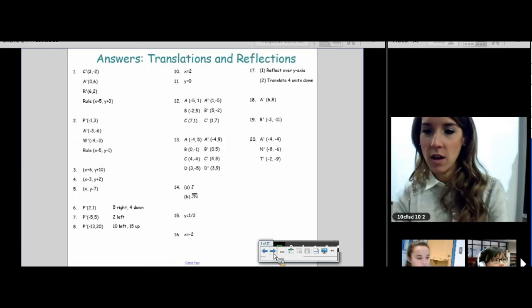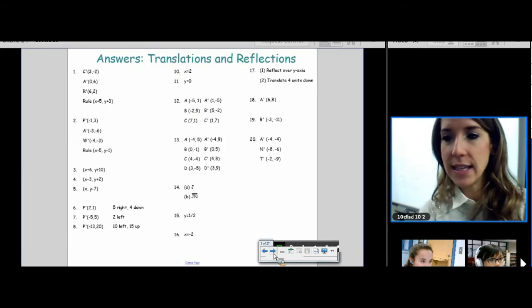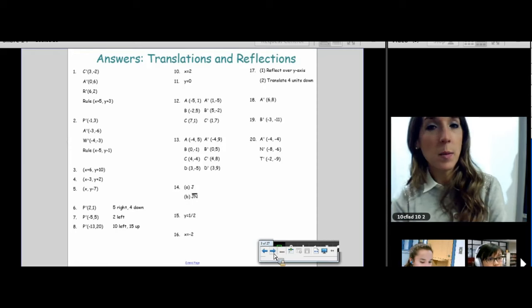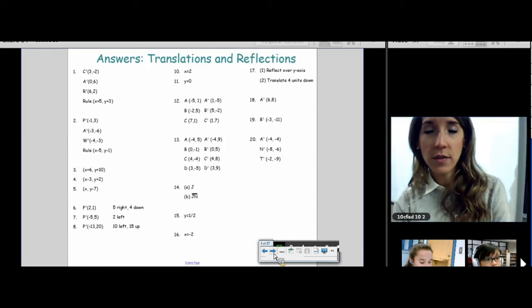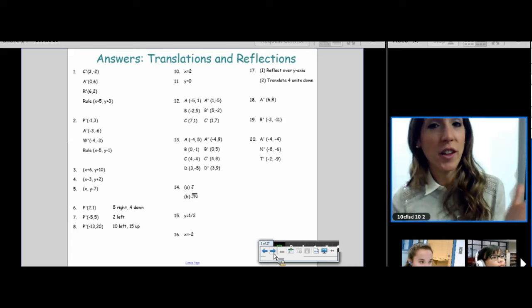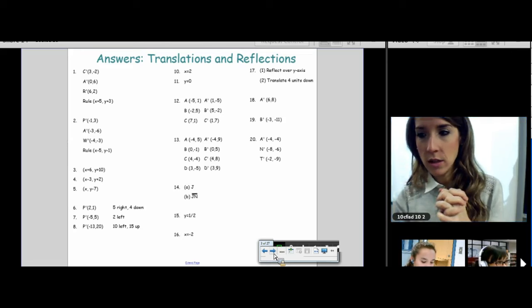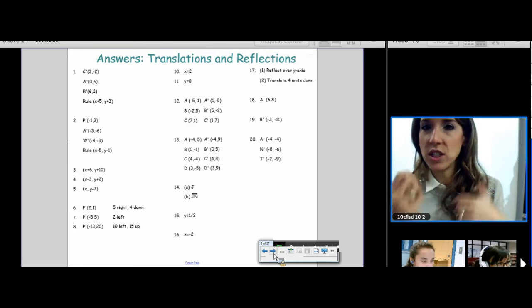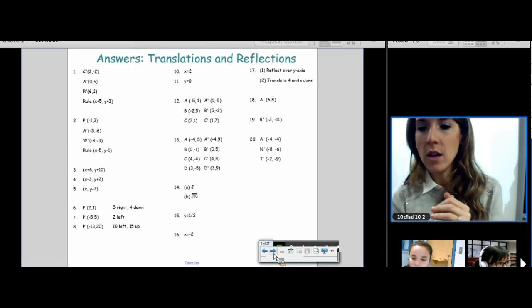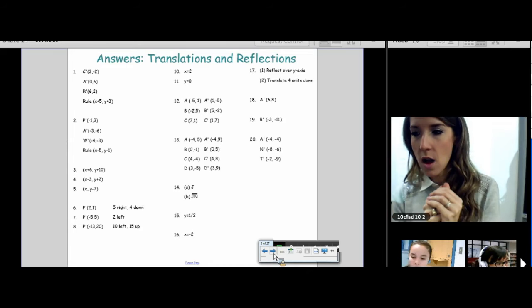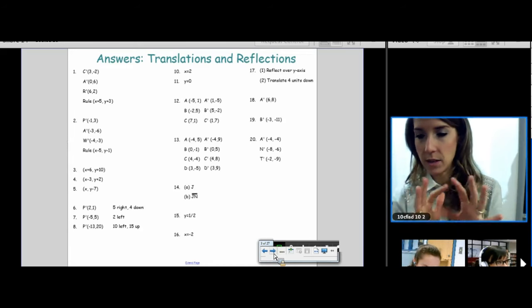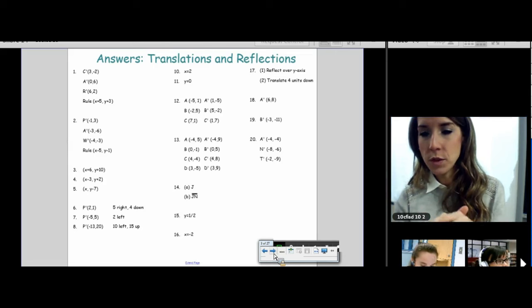Okay? Homework answers. The homework was translations and reflections. This is what your quiz is going to be over. You have your first quiz tomorrow, and this is all it's over. This one page of homework, translations and reflections. Super basic, easy quiz. We just want to start getting some daily grades in the grade book. So that's what we're doing tomorrow. Not the challenge quiz. That'll be next week. Super easy quiz.